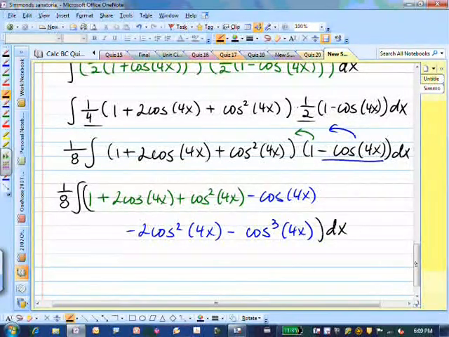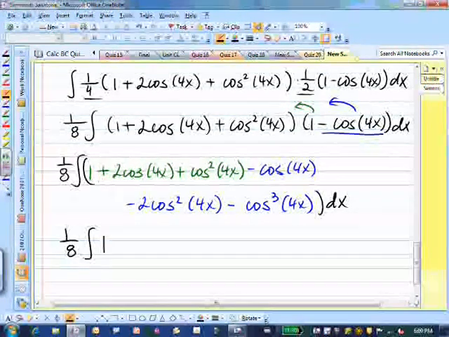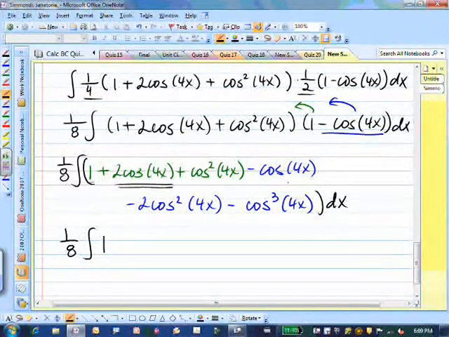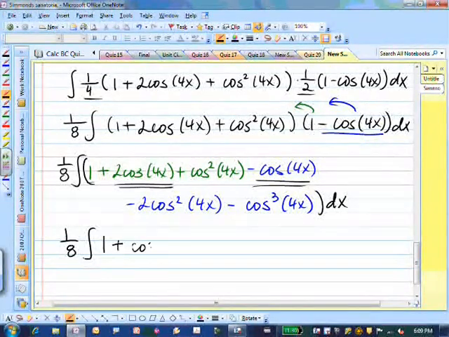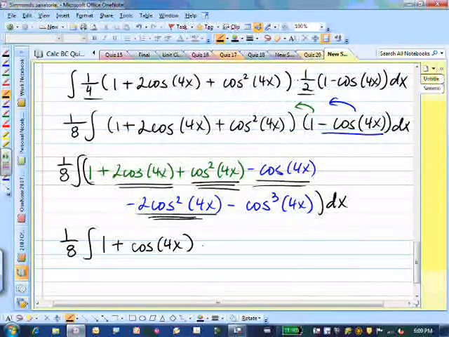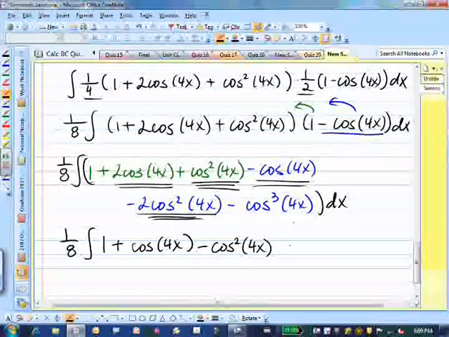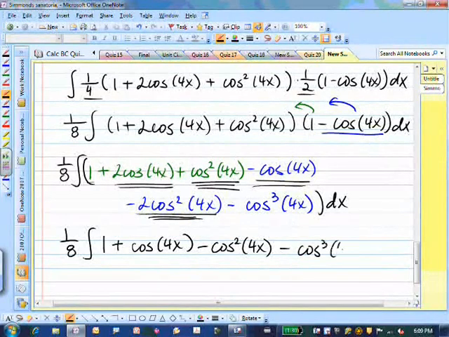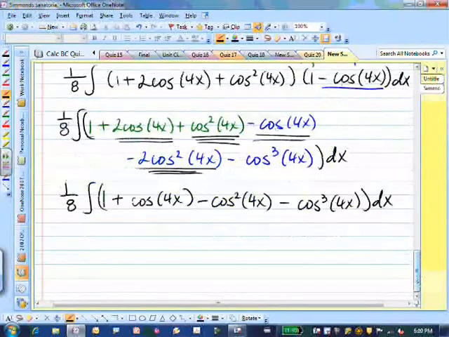Okay, so I have a 1/8 integral. Let's collect like terms. The 1 doesn't really have a friend. The 2 cosine 4x can combine with this one, so that's going to become a plus cosine 4x. Okay, this one can combine with this one, so it's going to be a minus cosine squared 4x. And then there's the lone cosine cubed 4x dx. Okay, seems simple, but in order to integrate this, it's actually very complicated.